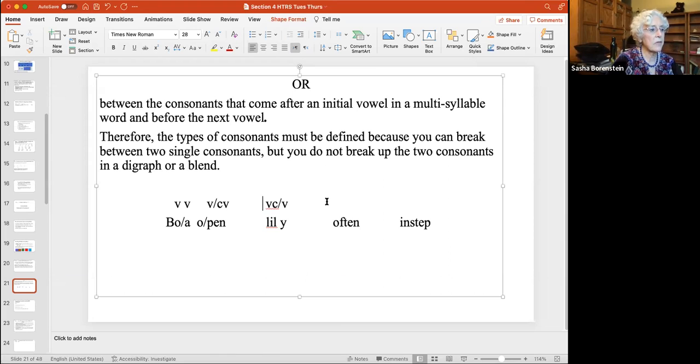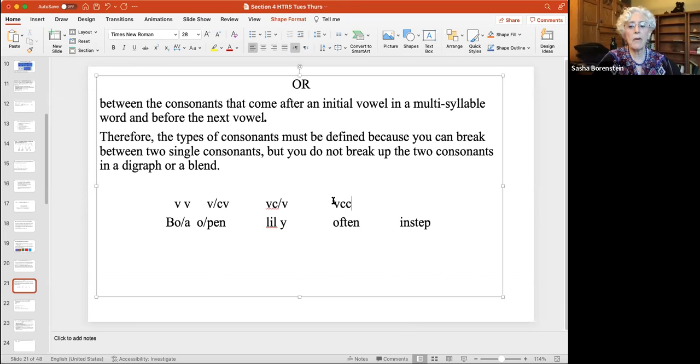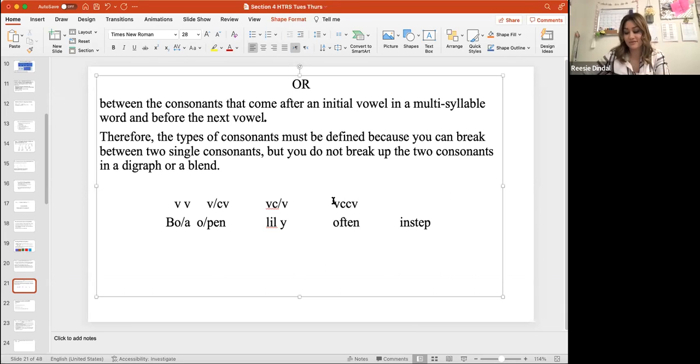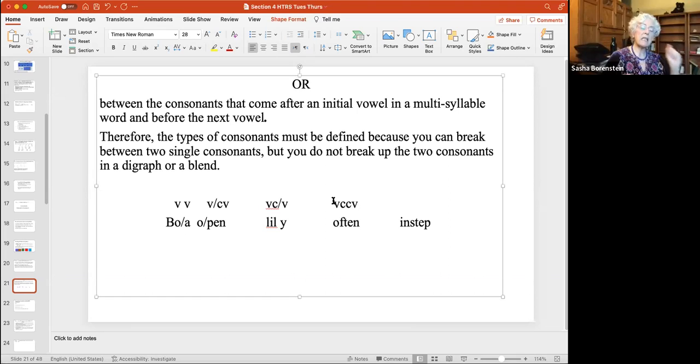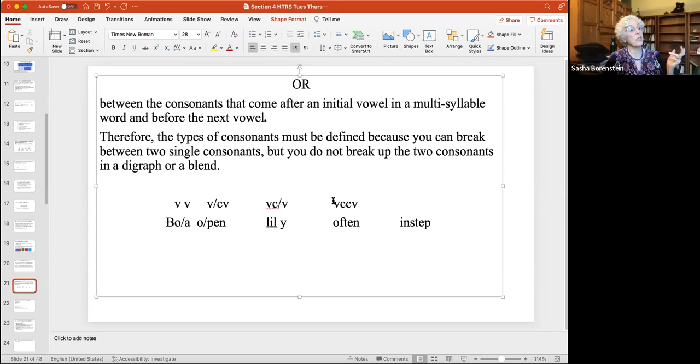Okay, so let's have someone else. Reese, will you do the word O-F-T-E-N with me, please? Yes. So, O, is it a vowel or consonant? Vowel. F. Consonant. T. Consonant. E. Vowel. Okay. And F and T, are they single consonants or a digraph? Single. I agree, because they have their own sound, don't they? Okay. We have two vowel sounds here.